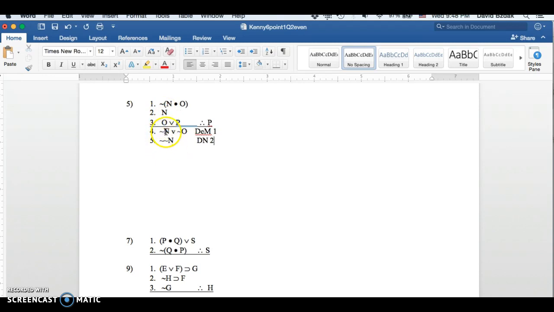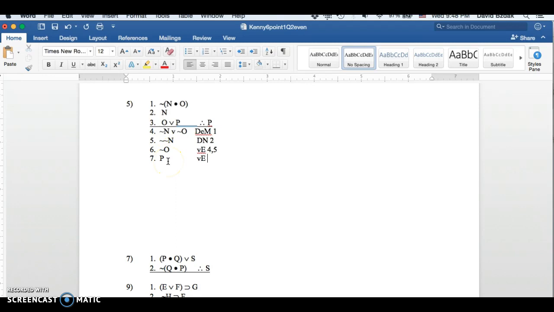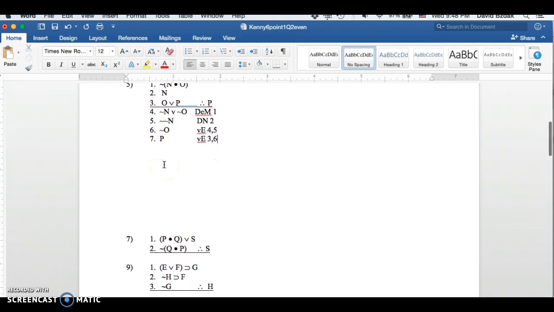Now, line 5 is the negation of that. So we can go ahead and get not O then by disjunction elimination of 4 and 5. Then now we have this disjunction and the negation of the disjunct, so we can get our conclusion by disjunction elimination of 3, 6. So 3 is a disjunction, 6 is the negation of the disjunct, so that gives us as output the other disjunct, and that's our conclusion.